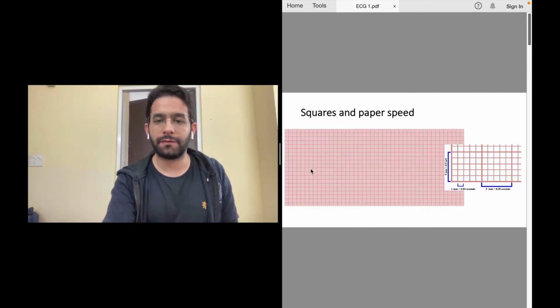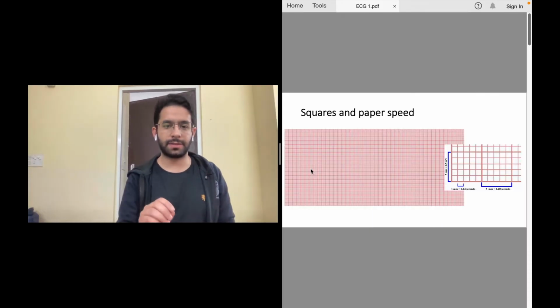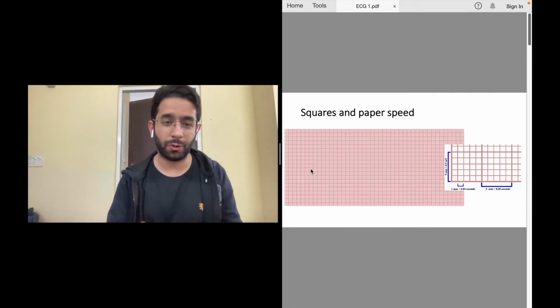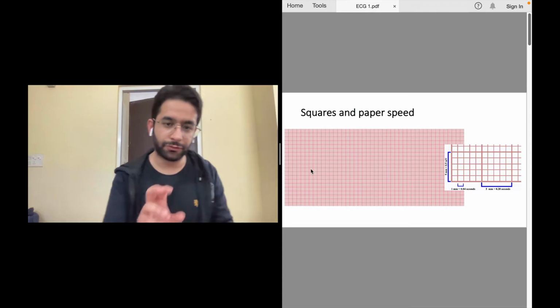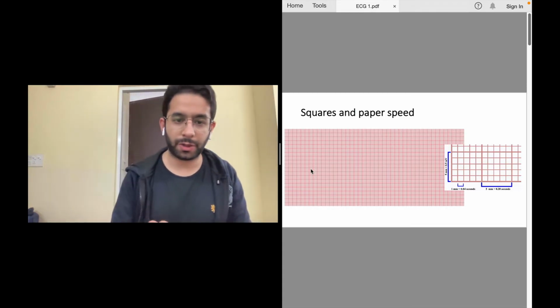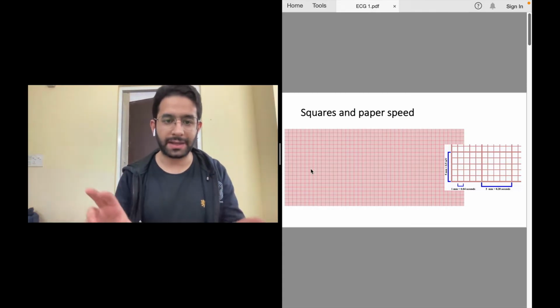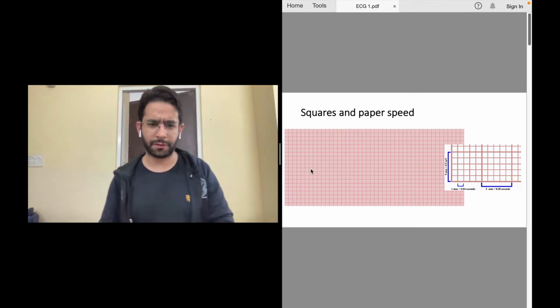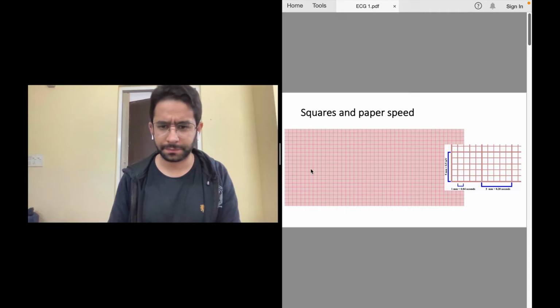So starting with the basics, this particular video is going to be very basic, things you might know already, but I have to begin from the very beginning, right? So this is an ECG paper. That's a black ECG paper that you would have seen, of course. That's in fact given to you in the first year of MBBS in your physiology practicals.